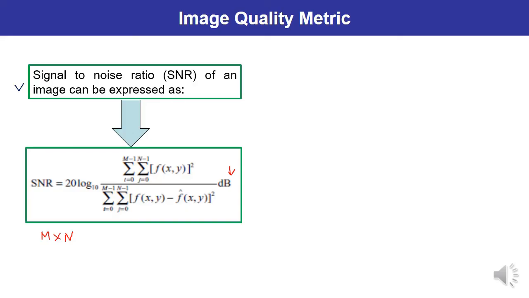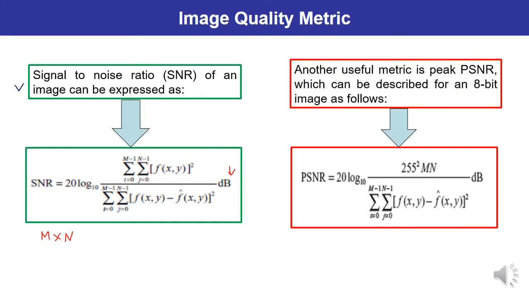There is one more term, which is known as peak signal to noise ratio, peak SNR. It can be used to describe an 8-bit image, and the formula for peak signal to noise ratio can be written as follows. Here also it is written in dBs: 20 log base 10, the signal is 255 squared, times M into N. Again here we have taken the image of size M cross N.